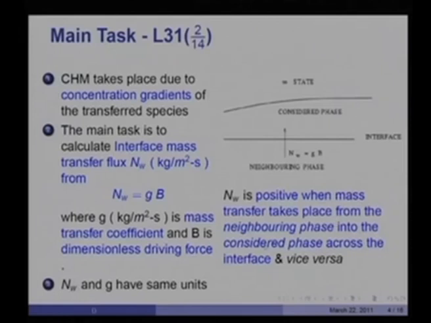N_w is positive when mass transfer takes place from the neighboring phase into the considered phase across the interface, and vice versa. So, what I mean here is that if evaporation takes place, then N_w would be positive. On the other hand, if condensation would take place, then N_w would be negative. It is important therefore to show the direction of N_w, which is positive when it is from neighboring phase to the considered phase.